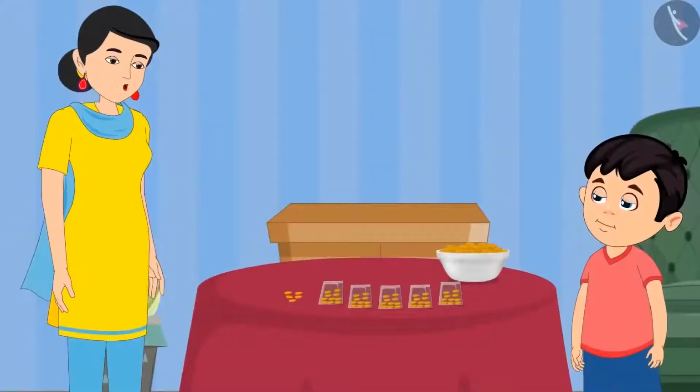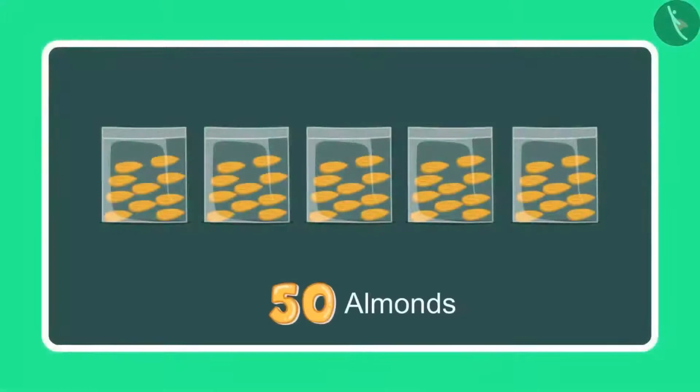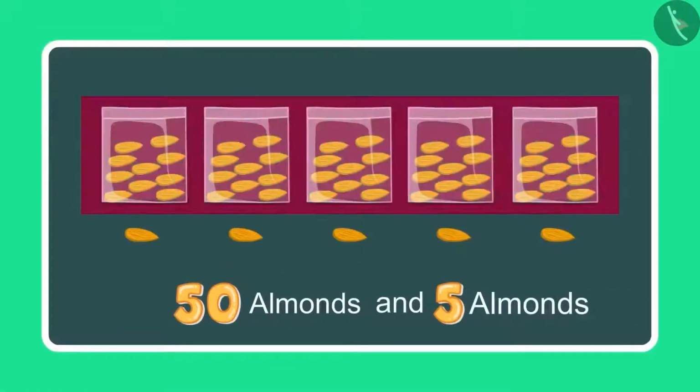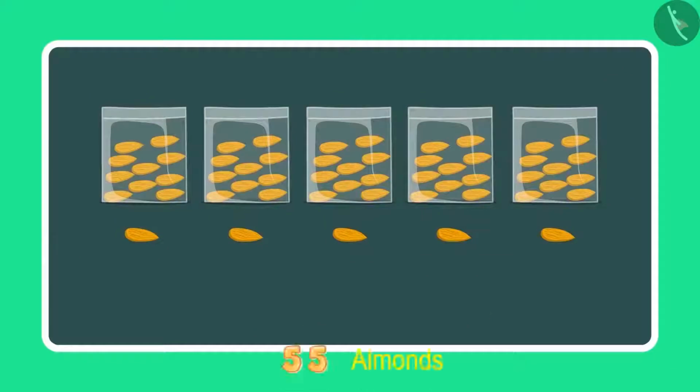Okay, now Chotu, take 5 more almonds. Count these as well. So earlier I had 50 almonds and 5 more almonds. So it will make 51, 52, 53, 54 and 55. It means 55 almonds.